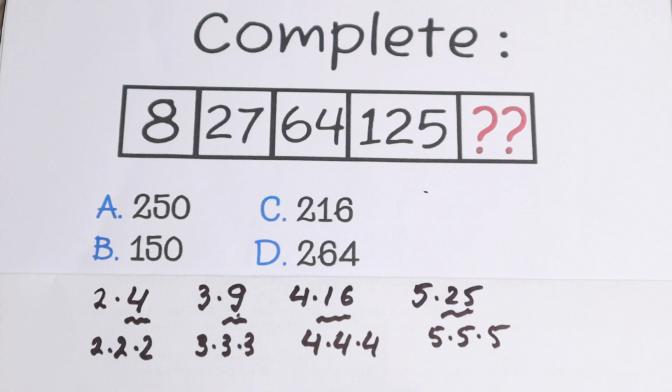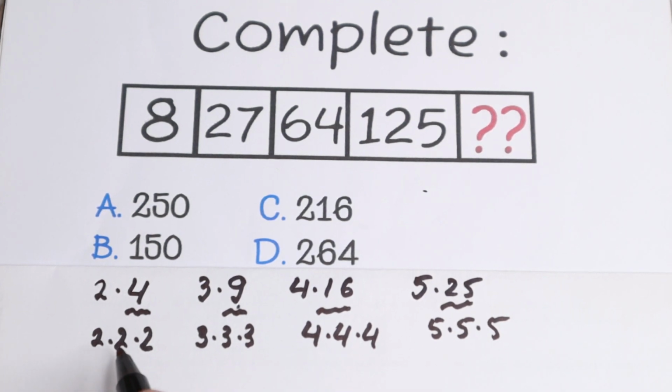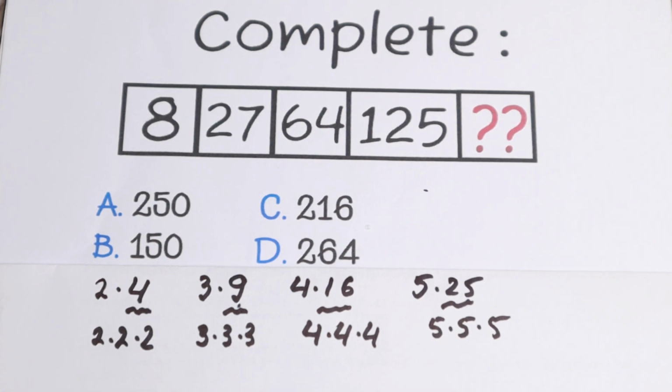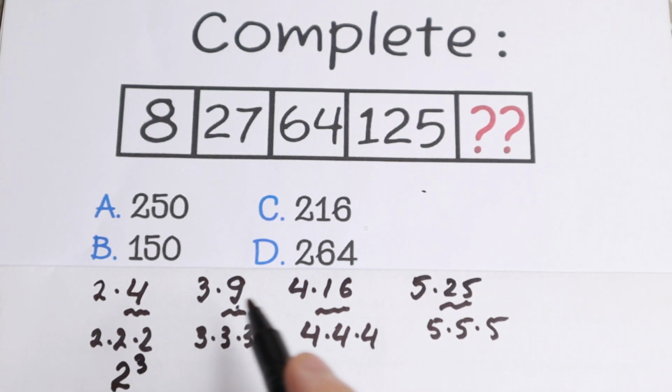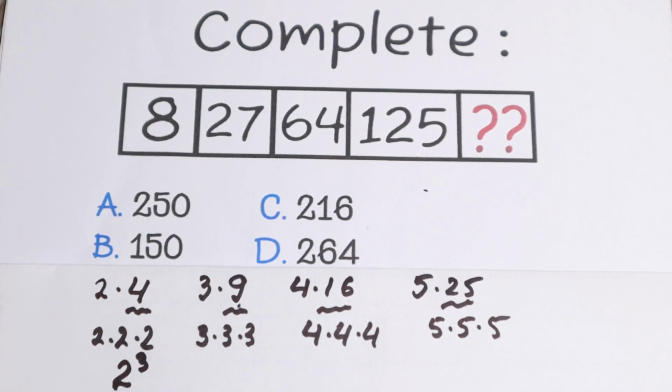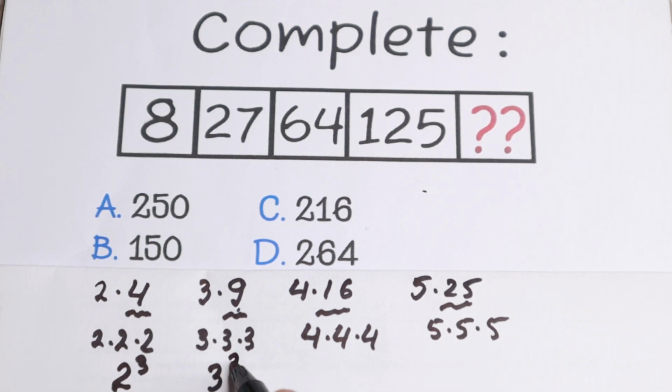Because if you know a little bit about math, we can easily see that if we multiply the same number 3 times, we can write it not as 2 times 2 times 2, but as 2 cubed. We can easily write it as 2 cubed. And in the same way, we have right here 3, so we can write it as 3 cubed.